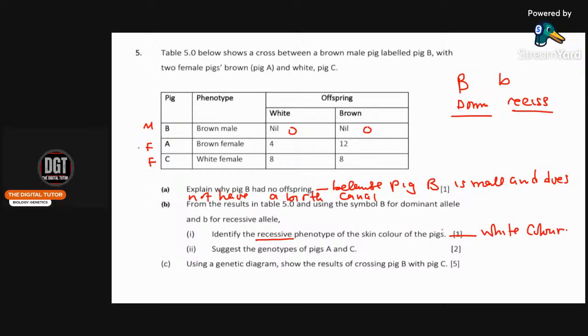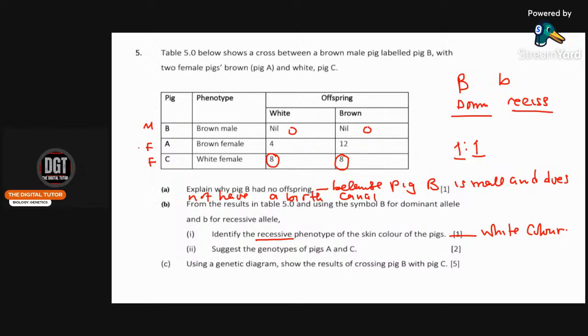And of course, the reason, look at this. Look at the offspring, eight white, eight brown. So this is a 1-to-1 ratio. This can only be possible if the heterozygous is crossed with a recessive. Anyway, let me not go into that. So the white color is the one that is recessive.